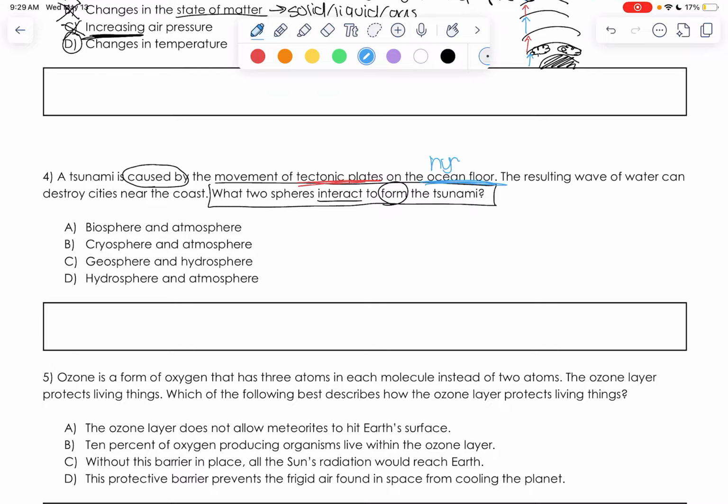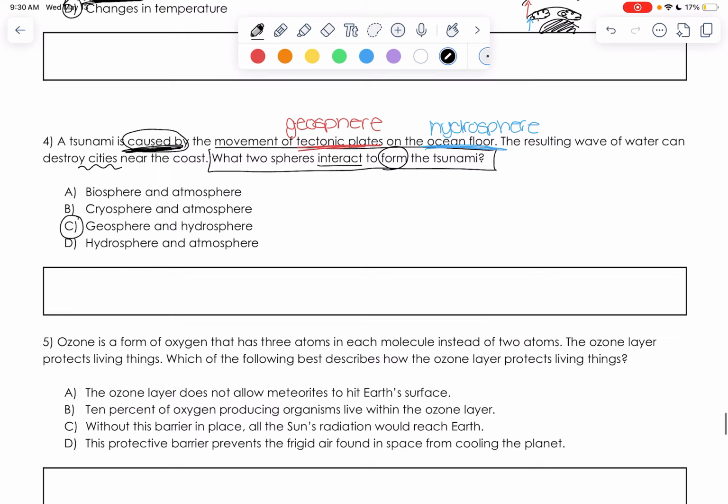I know ocean is hydrosphere. I know tectonic plates are big pieces of land, part of the geosphere. It says the resulting wave of water can destroy cities nearby. Don't get confused, because cities are part of the biosphere, but is that what causes it? No. People don't cause tsunamis. It's tectonic plates on the ocean floor, so it is geosphere and hydrosphere. C is the correct answer there.